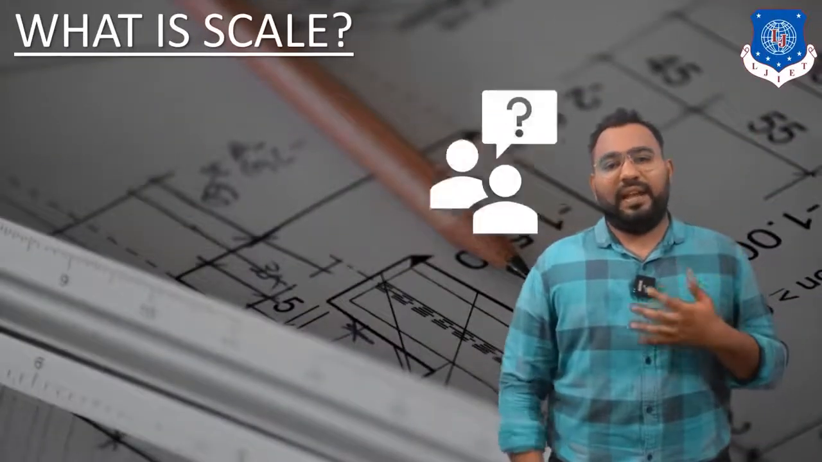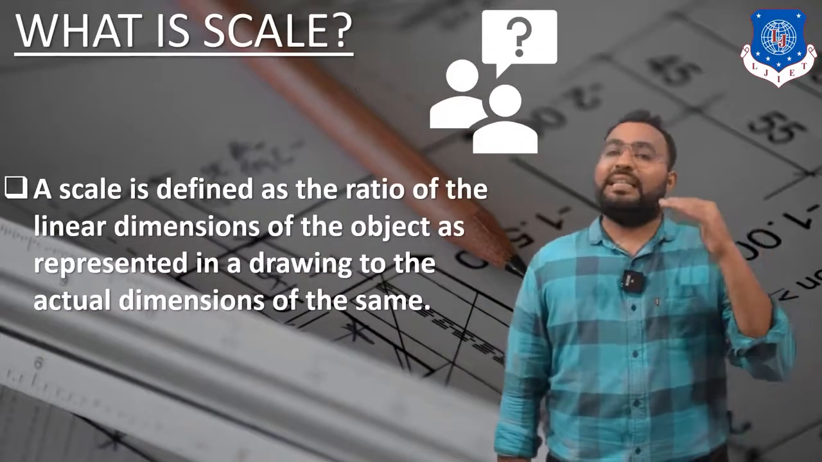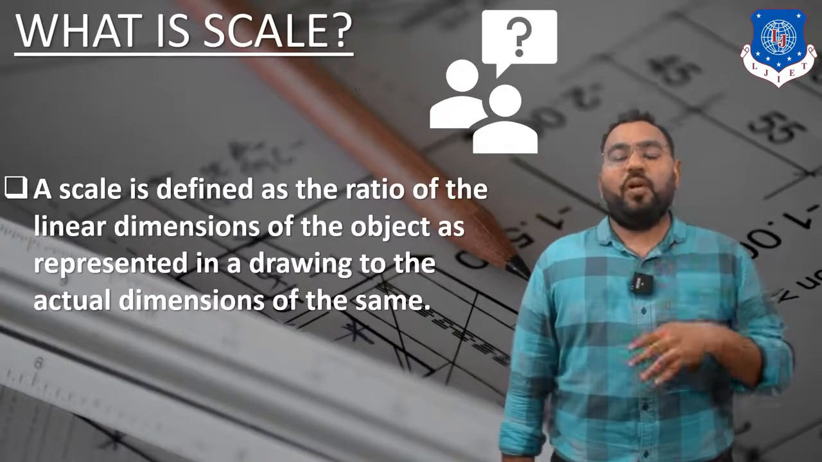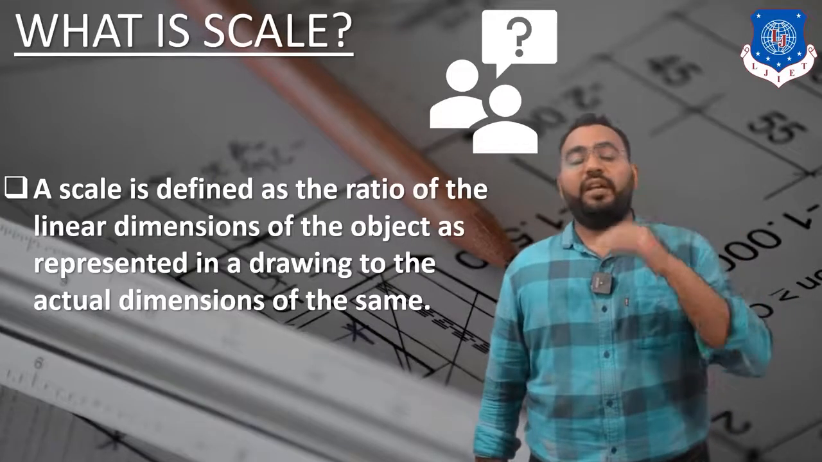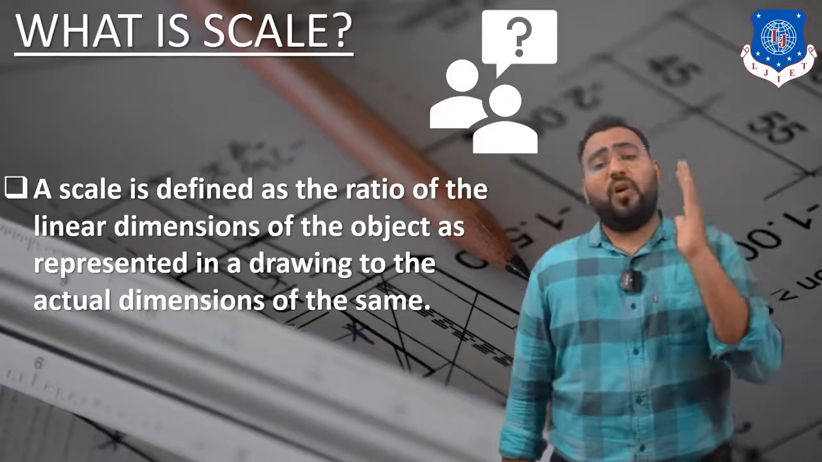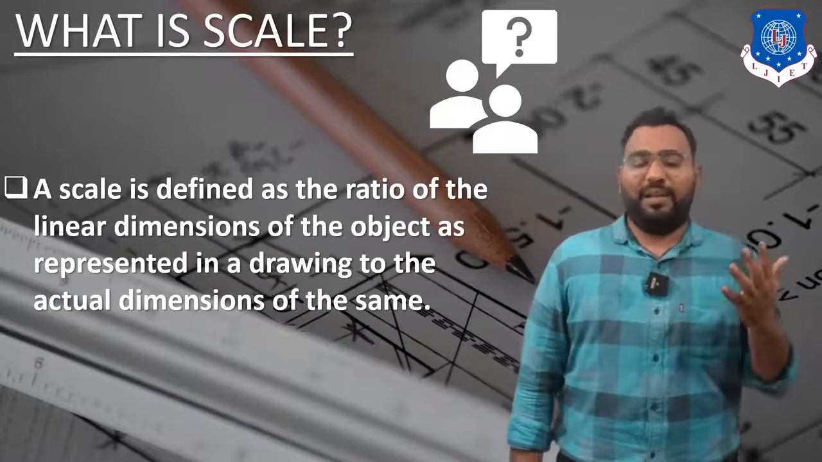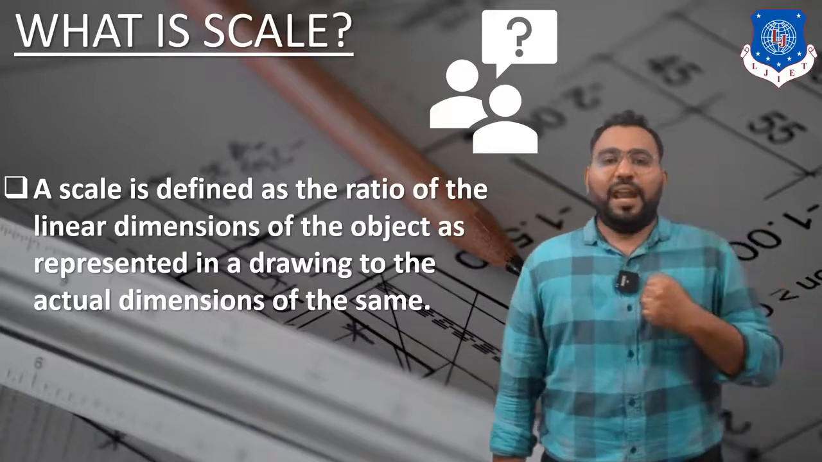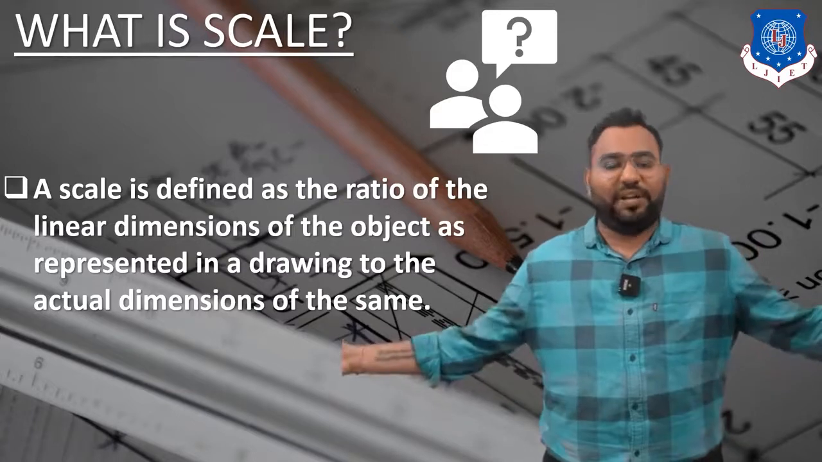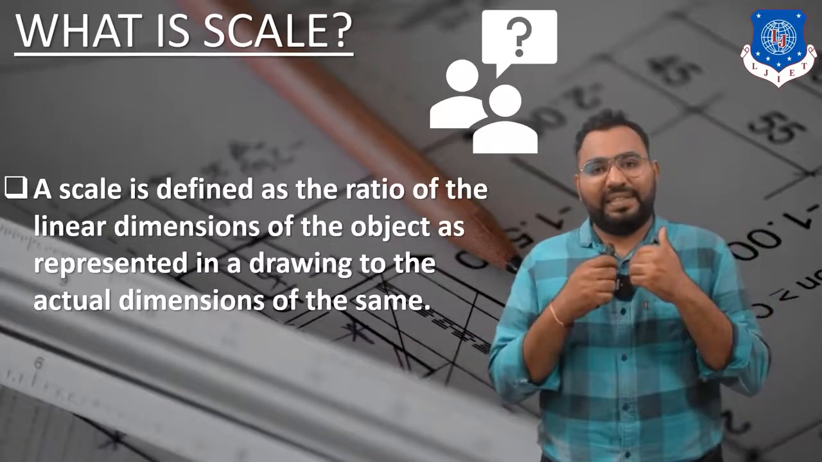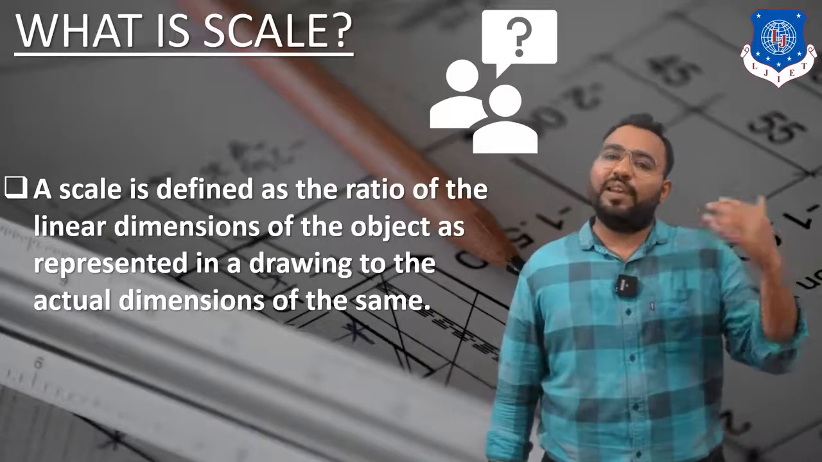What is scale? As you can read the definition on your screen, a scale is defined as a ratio of linear dimension of the object as represented in drawing to the actual dimension of the same. Let me explain this definition by one example. Let's say you have a line of 1000 centimeter, but you cannot draw this 1000 centimeter line in your drawing book. That is your constraint, or you can say that is your limitation.